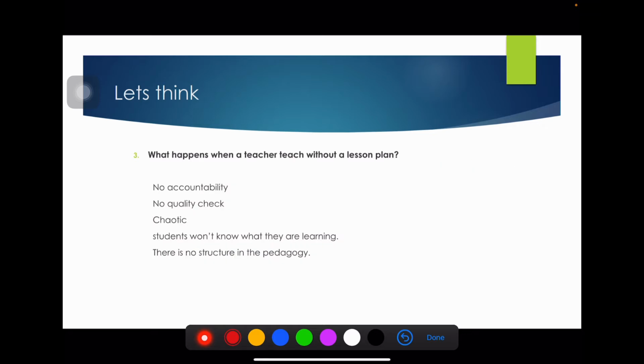The third one is what happens when the teacher teaches without a lesson plan. Number one, there will be no accountability. If the teacher just teaches without a lesson plan and he or she teaches the wrong way, the wrong method, and the students are so bored, there will be no accountability. The administrators of the school cannot see any evidence of that.